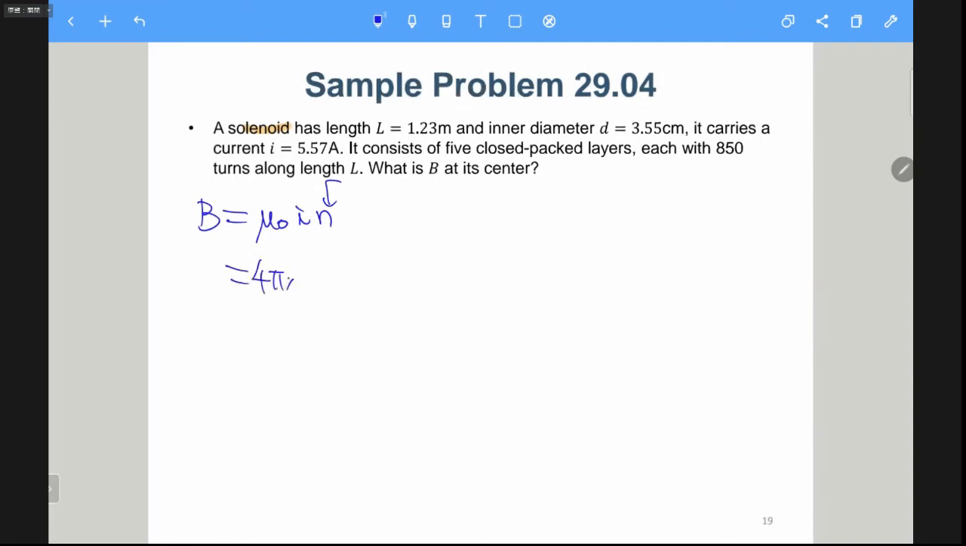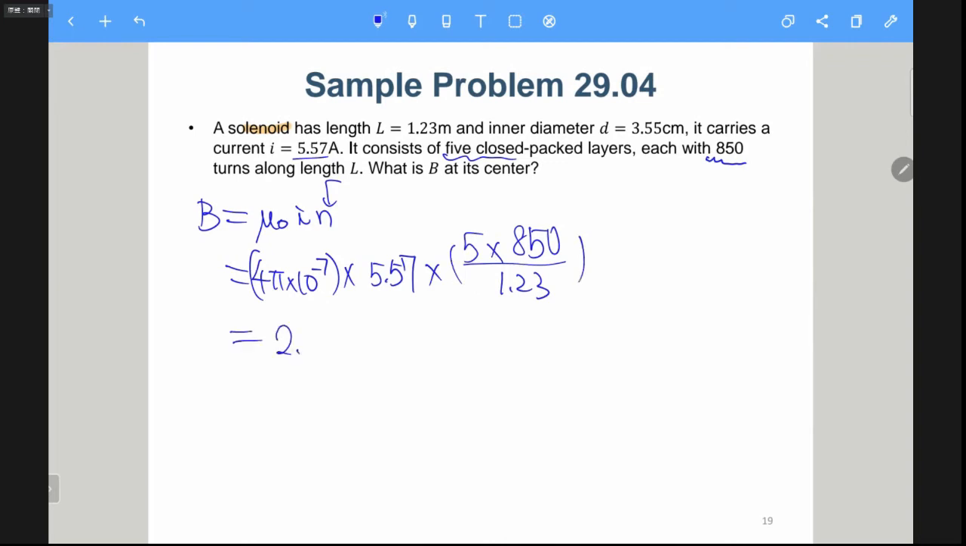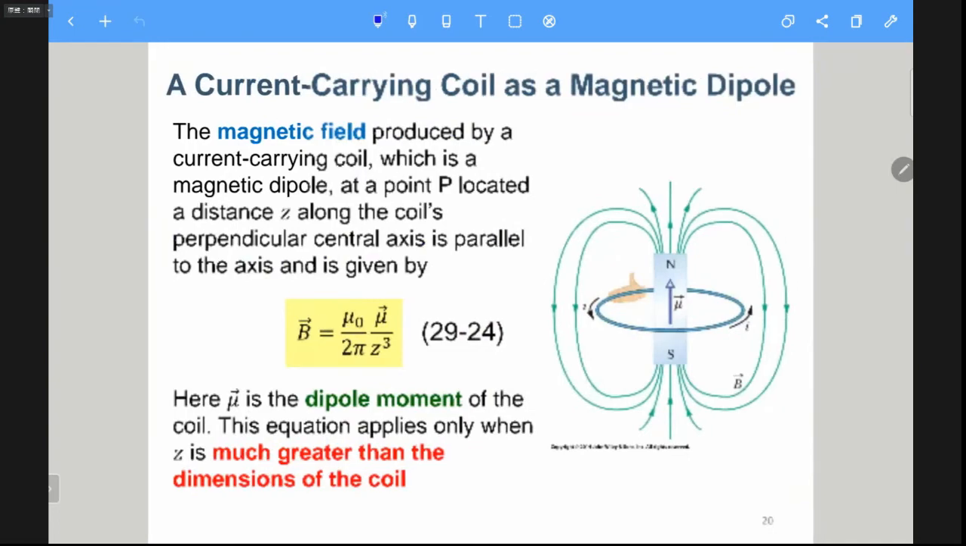So this is 4 pi times 10 to the minus 7 for mu 0. And then i here is 5.57. And then small n: we all together have 5 packs, so 5 times 850, because each pack has 850 turns along length L, which is 1.23. So this is the number of turns per unit length for a single pack, and then we altogether have 5 packs, so we need to multiply by 5. So finally, we have 2.42 times 10 to the minus 2 Tesla. Okay, so this is simple.